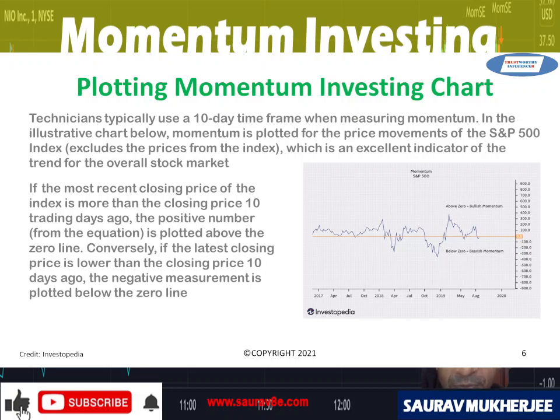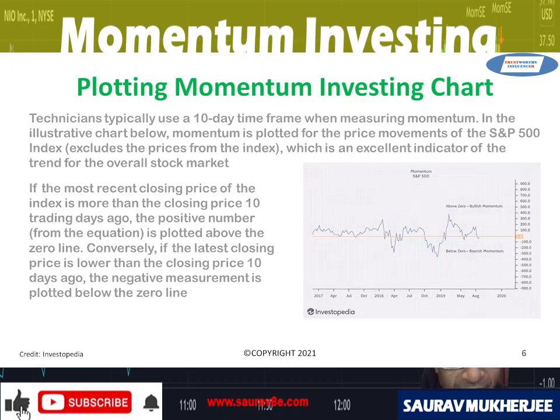If you look at the graph on the right, you would see that if the most recent closing price of the index is more than the closing price 10 trading days ago, the positive number from the equation is plotted above the zero line. Conversely, if the latest closing price is lower than the closing price 10 days ago, the negative measurement is plotted below the zero line. So that is very, very simple.